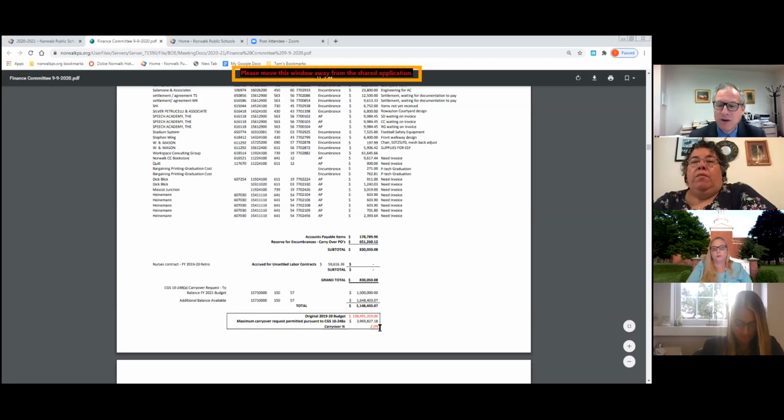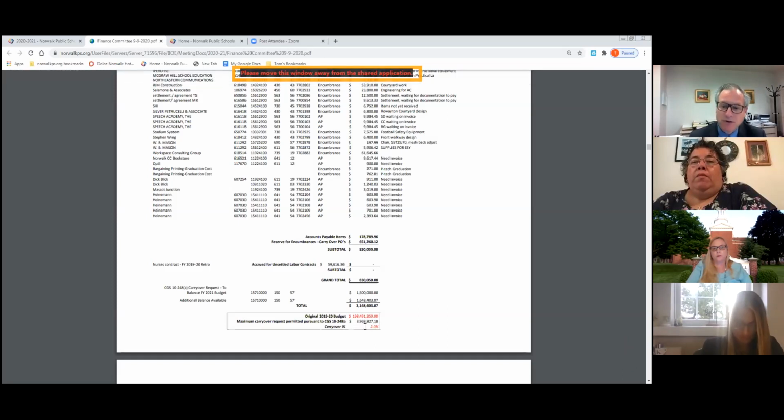So the current carryover limit is 2% of your prior year budget. In this case, 2% of the original budget for 2019-20 of $198.4 million is $3,968,827. And at this point, I would recommend that you consider or have discussion about bringing forward to the full board a request up to the maximum carryover.